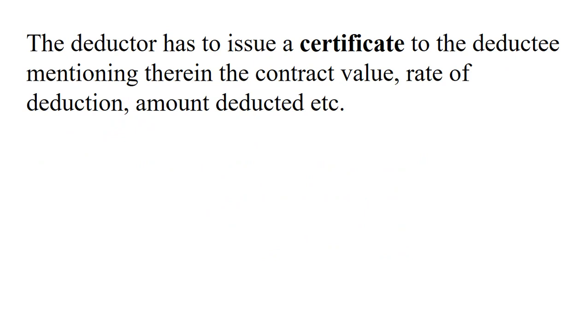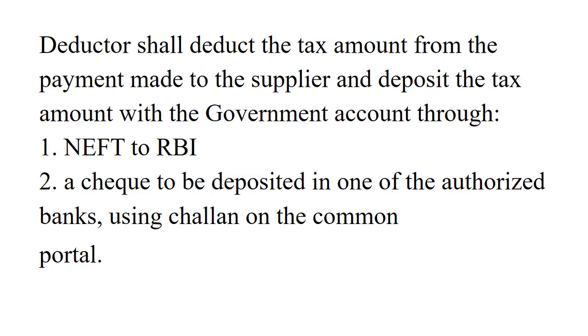So the deductor, that is the DDO here, will have to issue a certificate. He will issue a certificate to the deductee. So as a DDO, I have to issue a certificate to the contractors and the suppliers who supply the goods and services. And I have to mention in this certificate the value of the contract, the rate of deduction, the amount deducted, and other relevant details. After the deductor deducts the amount of tax from the payments made to the supplier, he will deposit the tax amount to the government, as I told you.